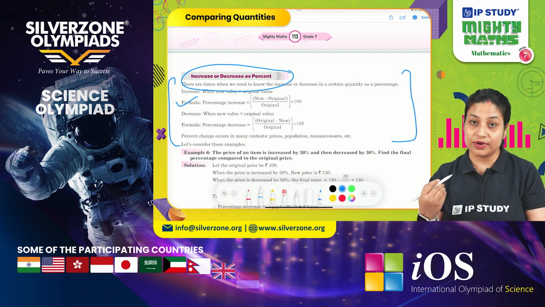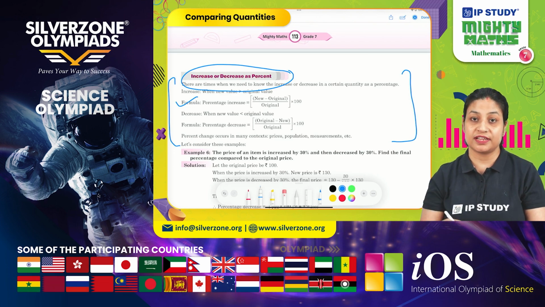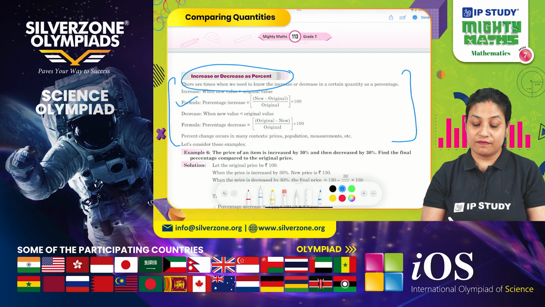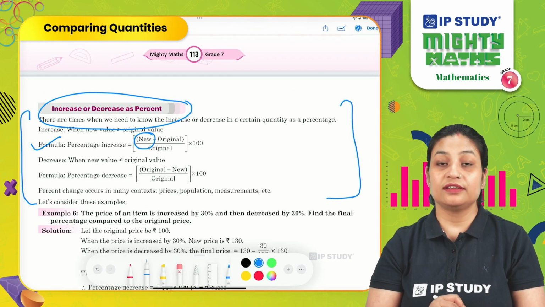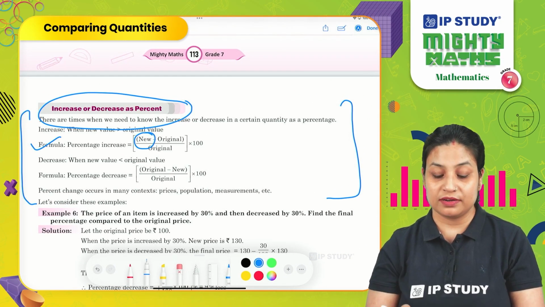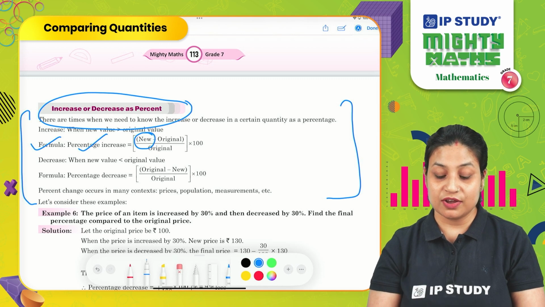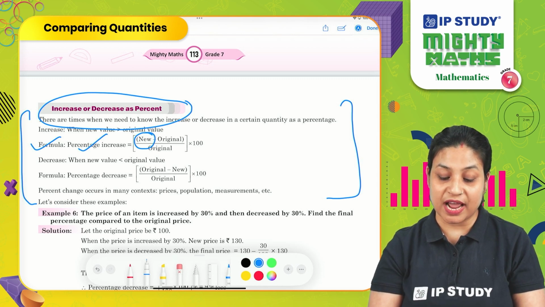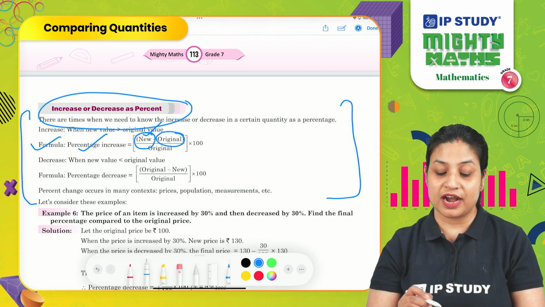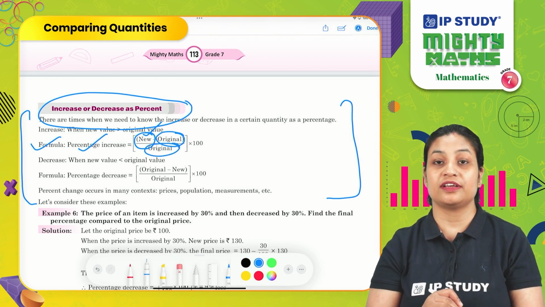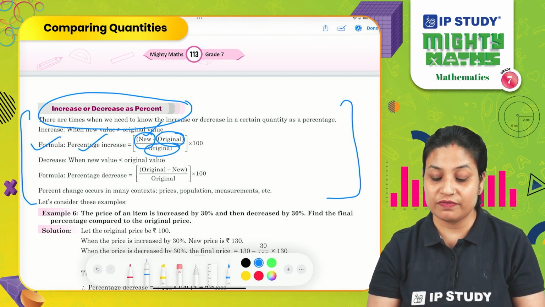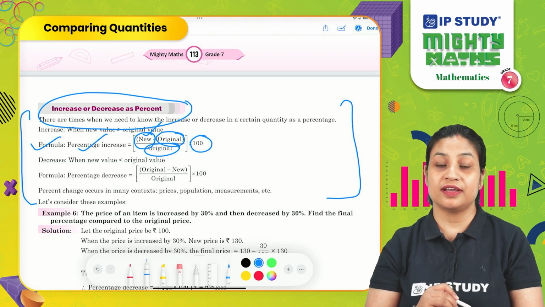When we are going to express increase in quantity in percentage, how we are going to do that? So we have simply a formula here. When the new quantity is more than the original one, it means there is a percentage increase. So what you will do, you will subtract original quantity from the new quantity and divide it by original quantity. Whatever answer you will get, you will multiply it with 100.